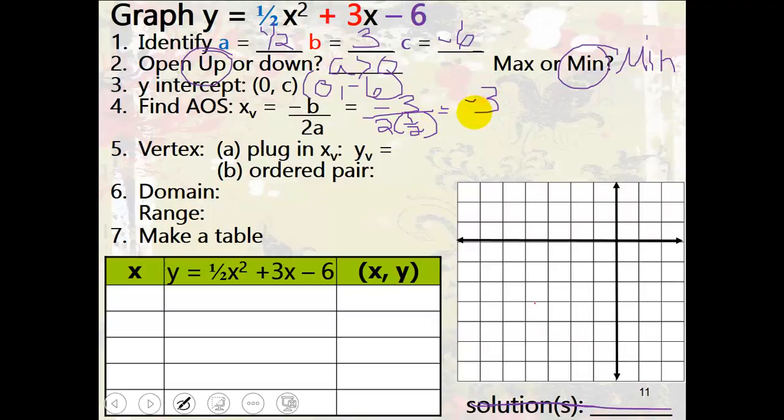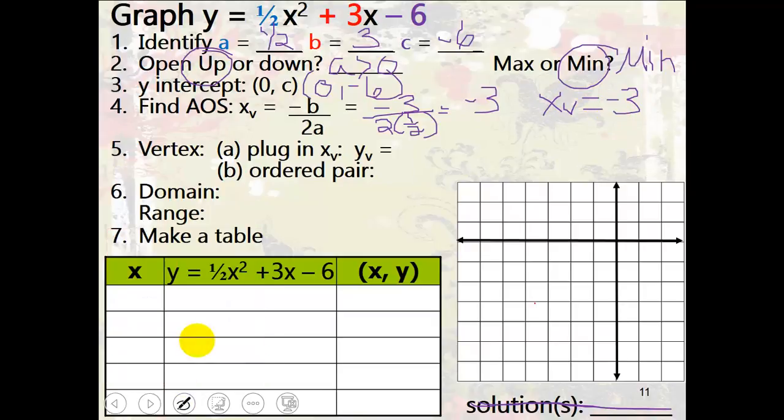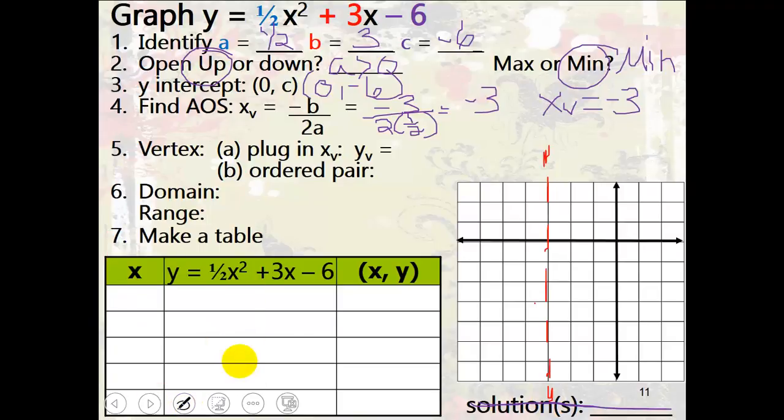Now I'm going to plug in. All right, so this is the line x equals negative 3. It's also the x-coordinate of my vertex. So let's go ahead and put this on the coordinate plane. This is our axis of symmetry. Go ahead and include this on all your graphs because it'll help you. Right, and now let's plug this in and figure out what we get.